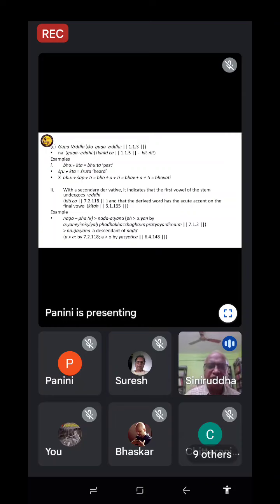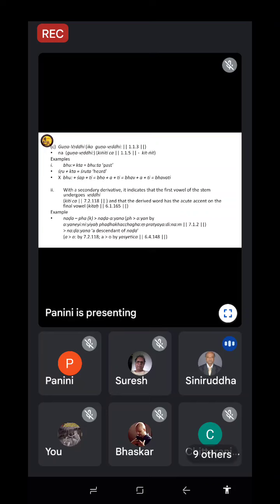Just like krta, we get bhu, bhuta, shru, shruta, with the kta pratyaya. The pratyaya is actually kta because it is kit, no guna, no vriddhi. In comparison, if it is bhu plus sa plus ti, we get bhavati. Bhu becomes bho by guna, then avadesha, so you get bhavati. Similarly, I gave you the example karaka by vriddhi.